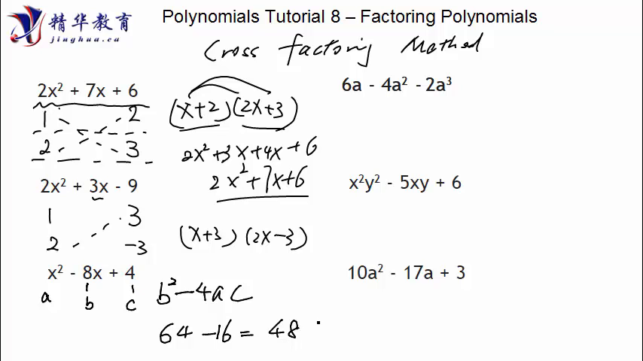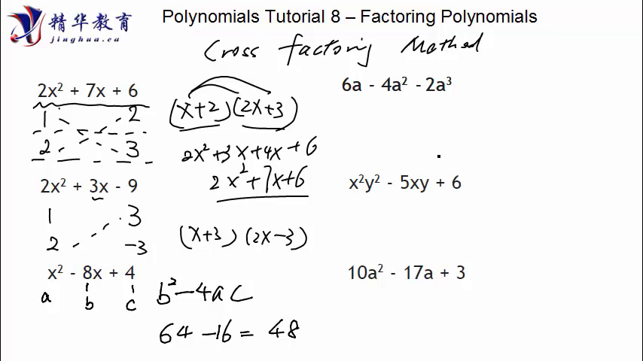Okay? So I'm asking you, is 48 a perfect square? No. 48 is not a perfect square. So the trinomial is not factorable. You may want to take notes. I'll say that one more time. If b squared minus 4ac is not a perfect square number, the trinomial is not factorable.